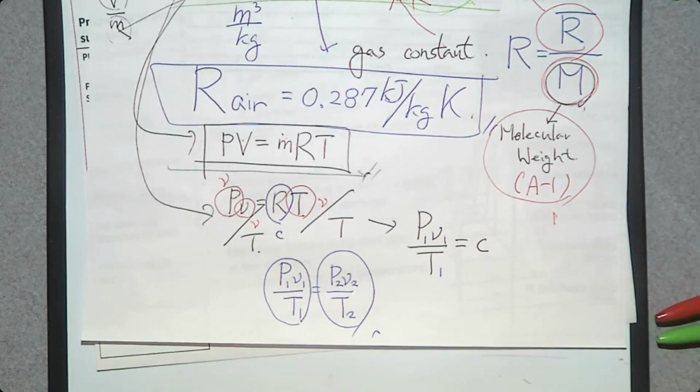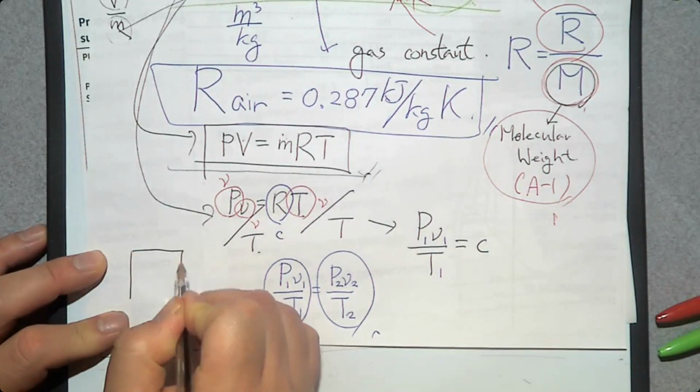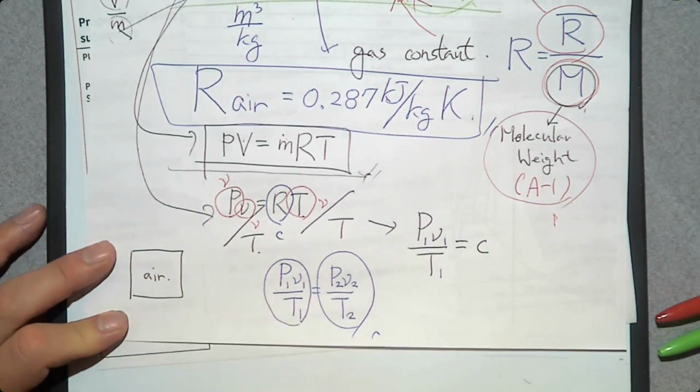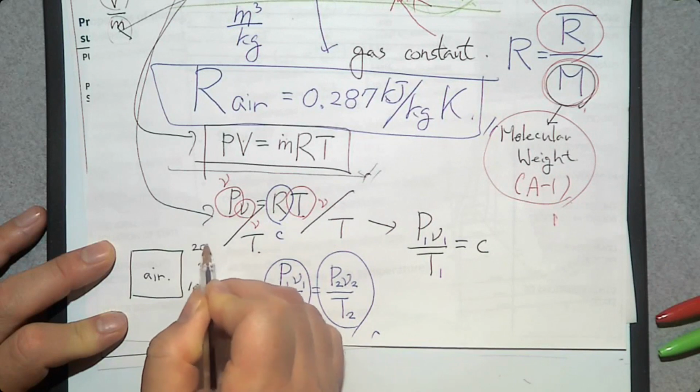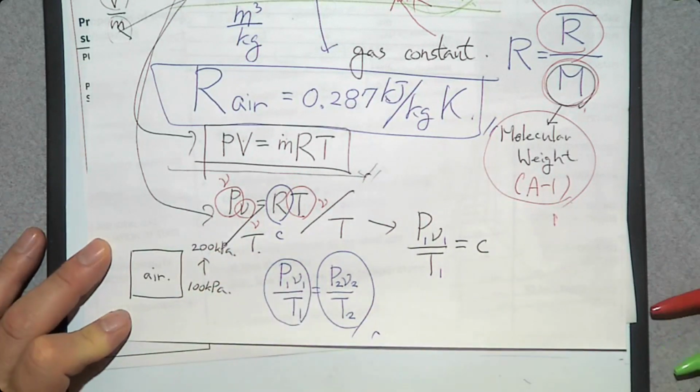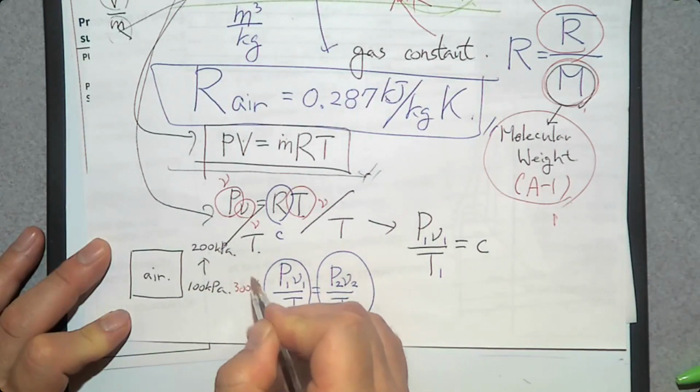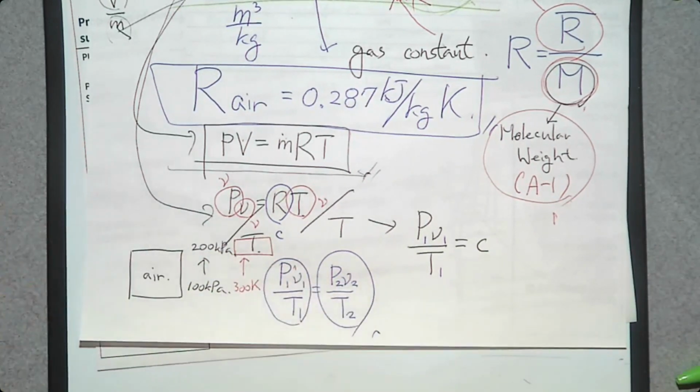So let's see how easy, how simple this equation is. What if you have a rigid tank? So you have a rigid tank, there's air inside. I'm going to increase its pressure from 100 kilopascal to 200 kilopascal. But the temperature was initially 300 Kelvin. What is the final temperature? Sounds pretty complicated, but it is not. If you use this ideal gas equation of state, you can simply determine the final temperature.